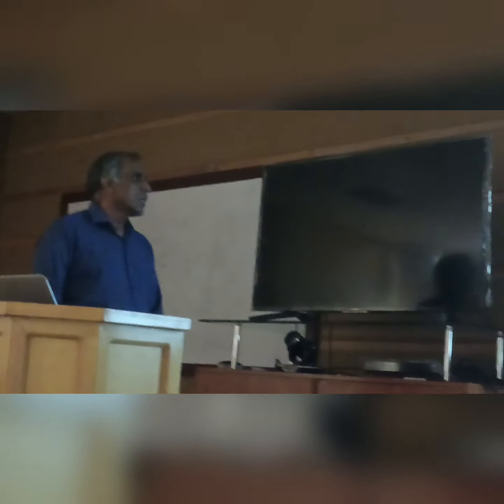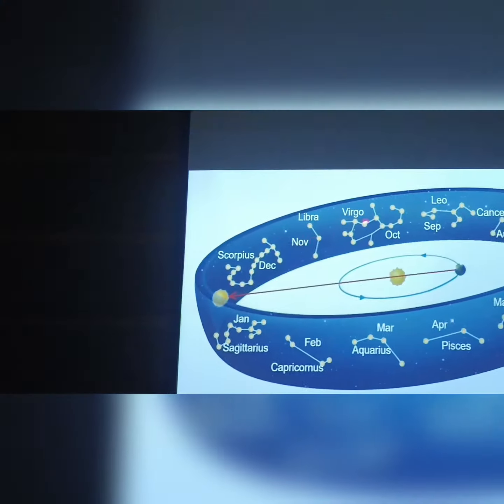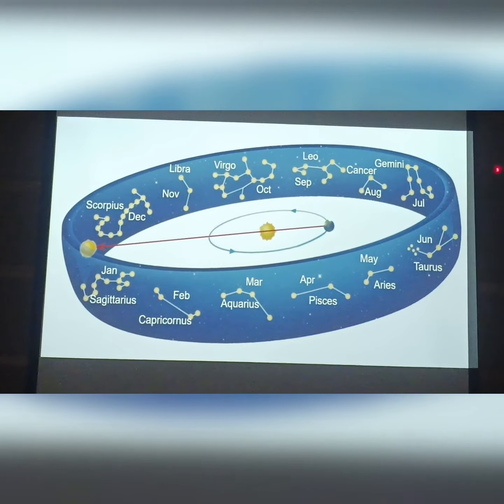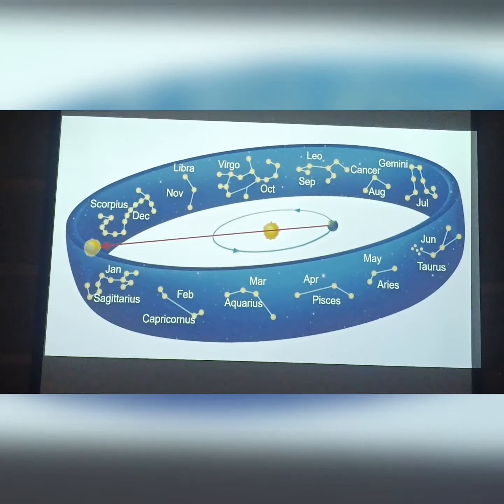So here is Earth, Sun, the apparent path of the Sun. On this apparent path of the Sun, we have this belt, and on this belt, we have these constellations, which are called zodiac signs.